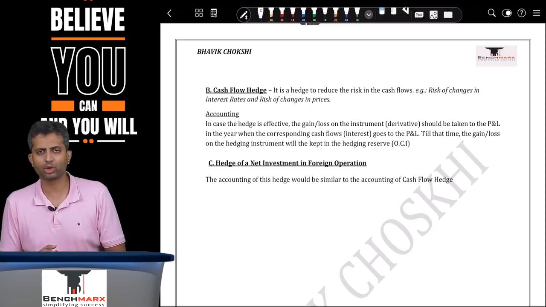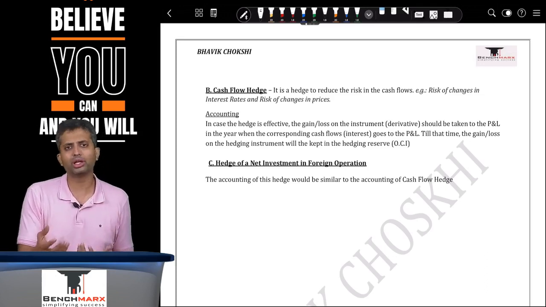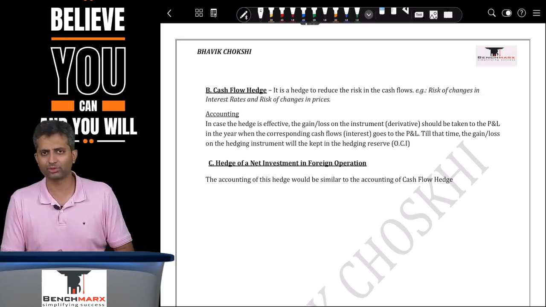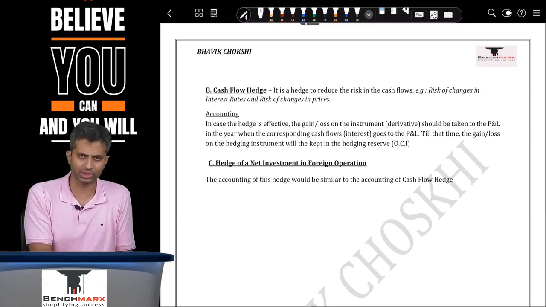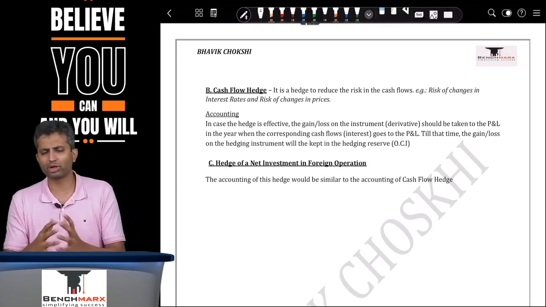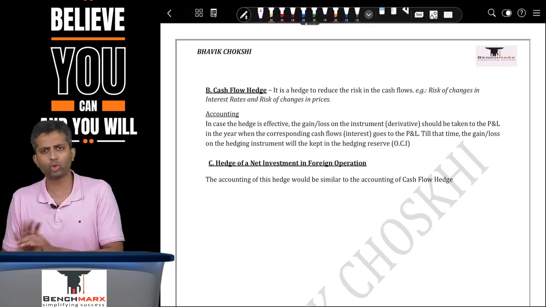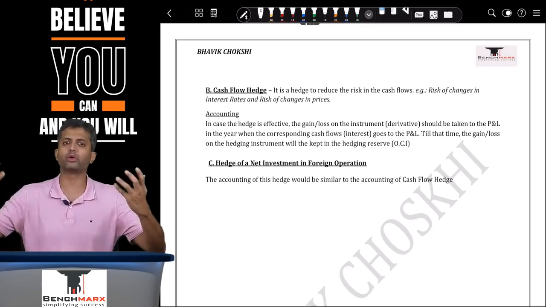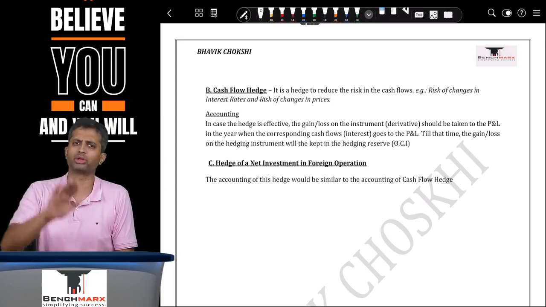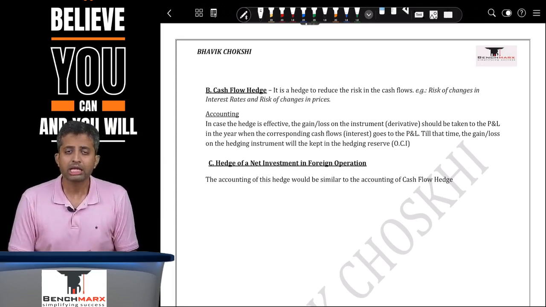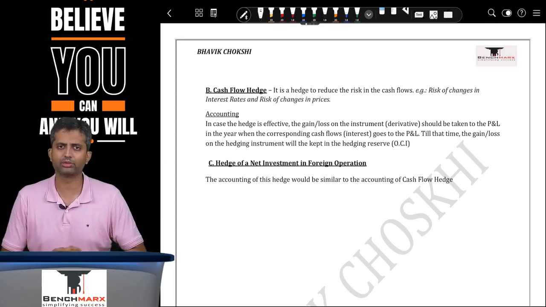And last is a hedge of a net investment in a foreign operation, in which case you will account for it in a manner which is similar to cash flow hedge. That is, the underlying gain or loss will continue to go in the FCTR, which is a part of OCI. And if there was a forward contract that you have taken to protect this, then the gain or loss on such an item will also go into the OCI. Once you sell the foreign operation, the FCTR is transferred to the profit and loss account. The underlying derivative gain or loss will also be transferred to the profit and loss account. So this largely takes care of the financial instruments chapter.